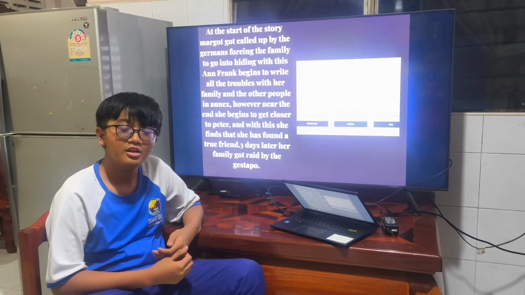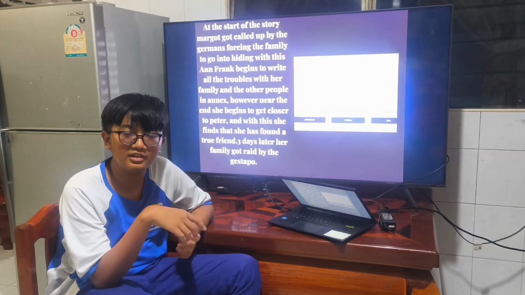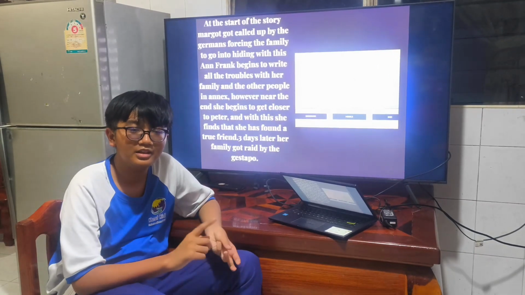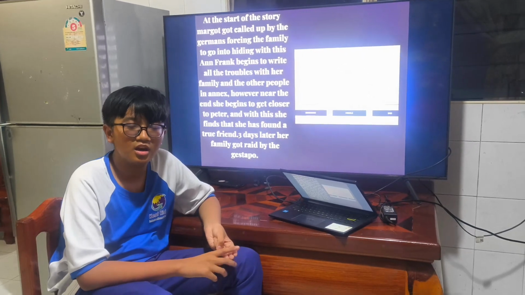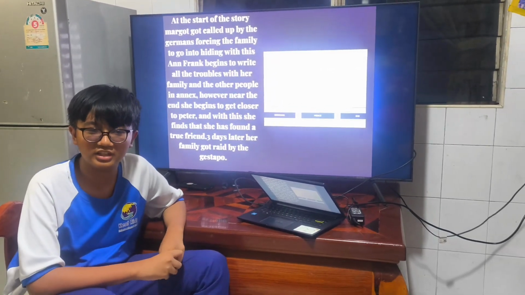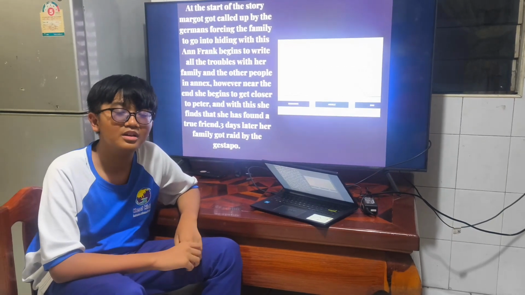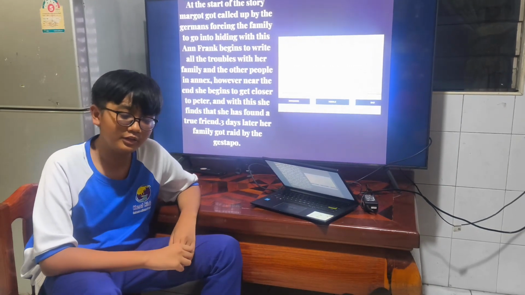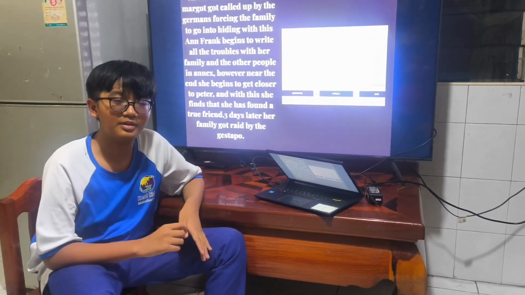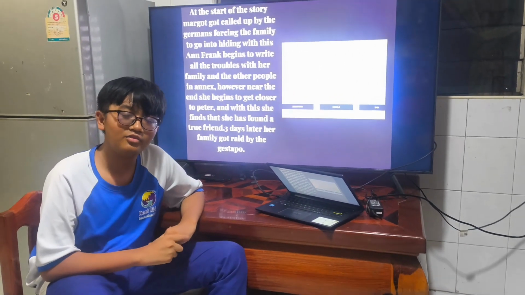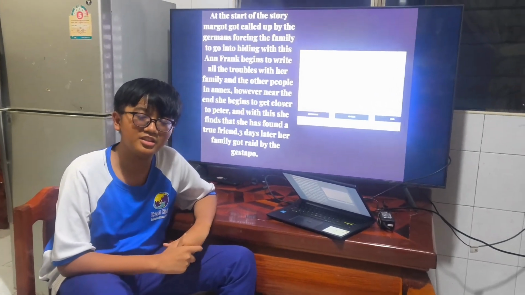Three days later, her family got raided by the Gestapo. Every single person that was hiding in the annex, being the Frank family, the Van Pels family, and Mr. Fritz Pfeffer, I believe, a Jewish dentist, all got arrested and sent to a concentration camp. Anne Frank was on one of the last trains to Auschwitz. However, she, her sister, her mother, and all the Van Pels family all died. Anne Frank died of, I believe, a disease caused by poor hygiene conditions.